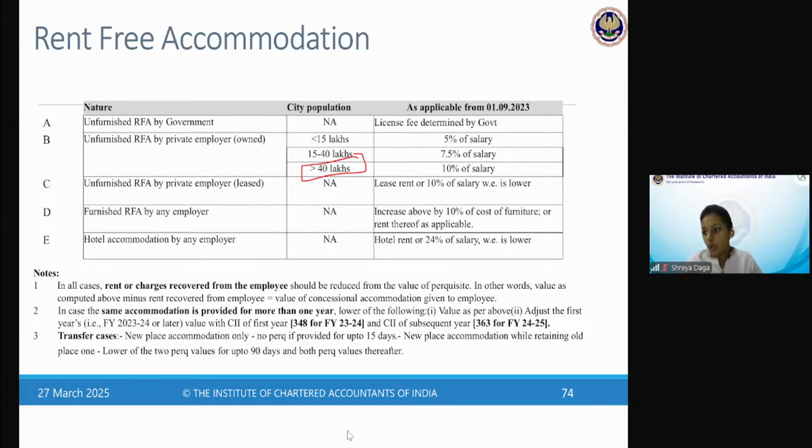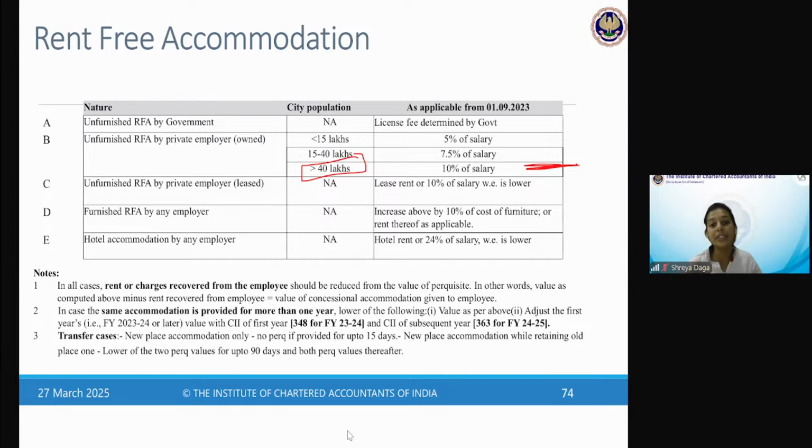All right. So for unfurnished accommodation of a private employer, which is also owned by the employer, it depends on the city population. Now, maximum cities of today in India have a population more than 40 lakhs. If you can't remember so much, just remember the more than 40 lakhs bracket, that 10% of salary is going to be the value. What is salary? We have just studied.